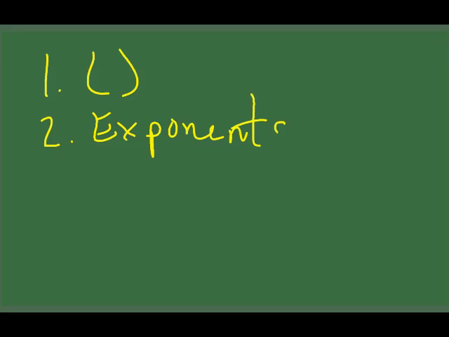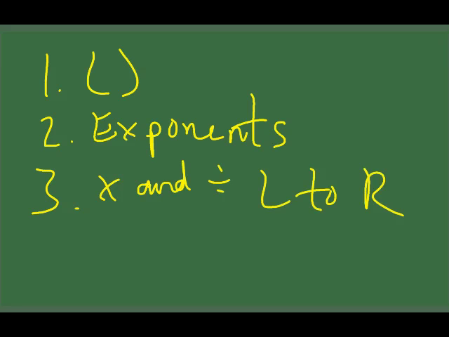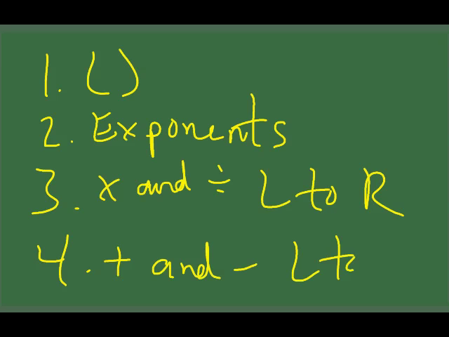So let's just make a brand new list here. 1 is still going to be parentheses. Those always come first. Second is exponents. Okay, and then 3 will be multiply and divide left to right, and 4 will be add and subtract left to right. Okay, so as you'd guess, now we're going to have some upside down triangles. So let's start with more basic ones, and then we'll move on from there.